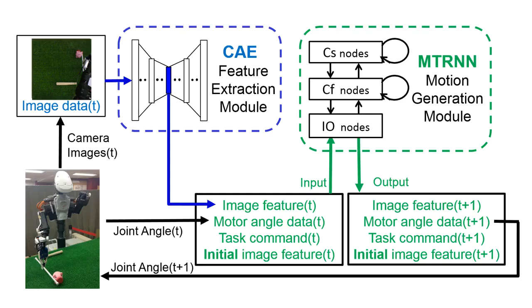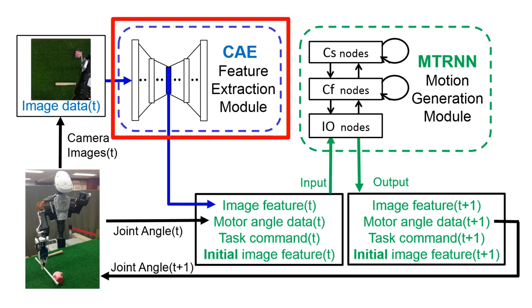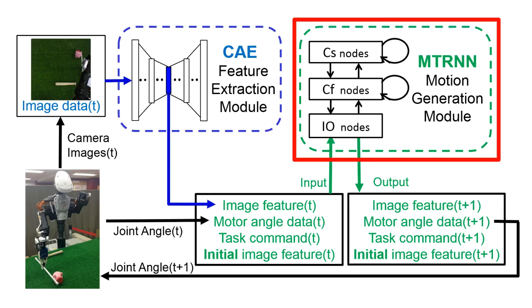The model comprises two modules. The first one is a feature extraction module, which can compress the number of dimensions, for which we use a convolutional autoencoder, CAE. And second is a motion generation module, which can learn and generate the time series of data, for which we use a multiple timescale recurrent neural network, MTRNN.